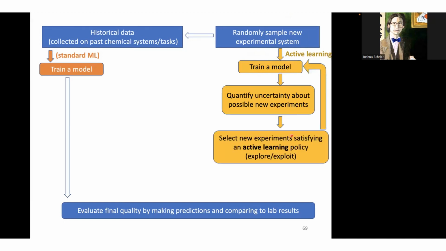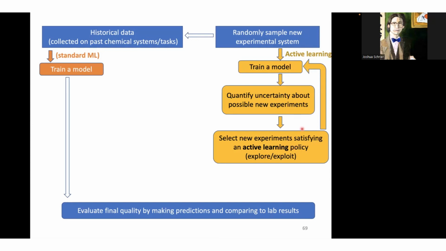Based on that quantified uncertainty, we can define an active learning policy. We could say, run the experiments, acquire examples of the things that you're most uncertain about. That would be a policy that favors exploration. Or alternatively, we could say, I really just want to have the right answer. Do the things that you think have the highest value, that will result in the desired outcome. And that would be an exploitation policy. And of course, you can blend these by weighting them in different ways.